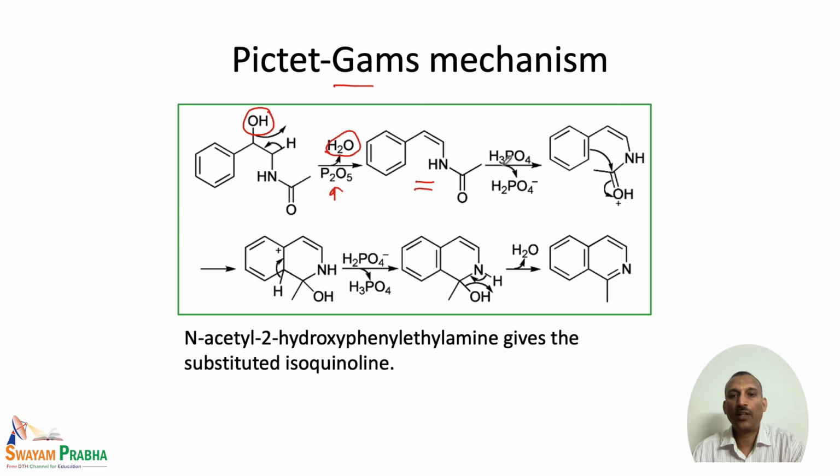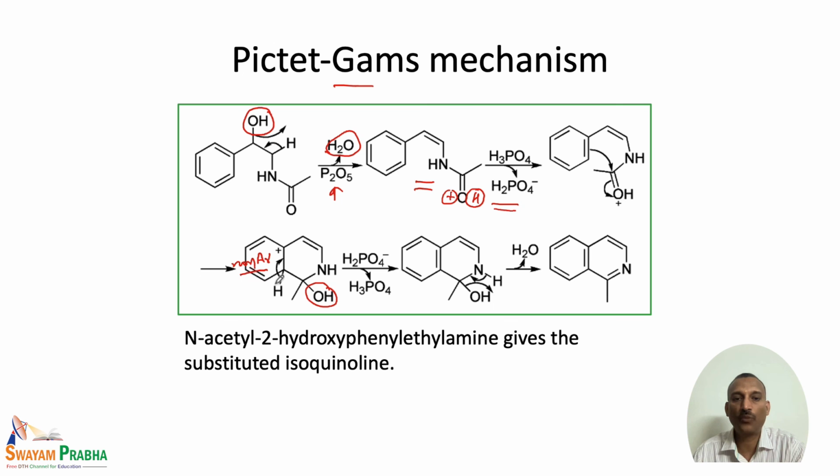This, when treated with H3PO4, that means loss of H2PO4 minus takes place. What happens is basically the protonation of this particular acyl carbon takes place, and that leads to the cyclization required. When the cyclization takes place, we end up with a hydroxy unit, and this ring becomes non-aromatic. So, once it is non-aromatic, that is quite unstable.